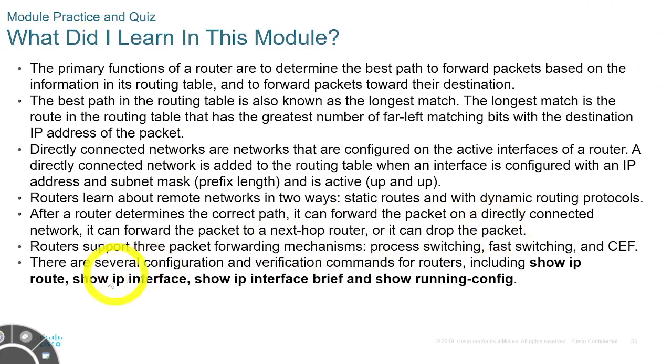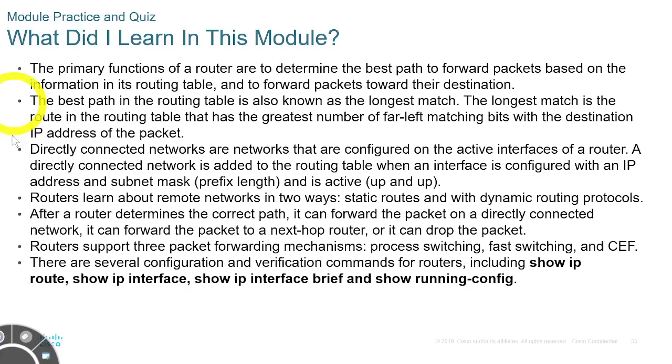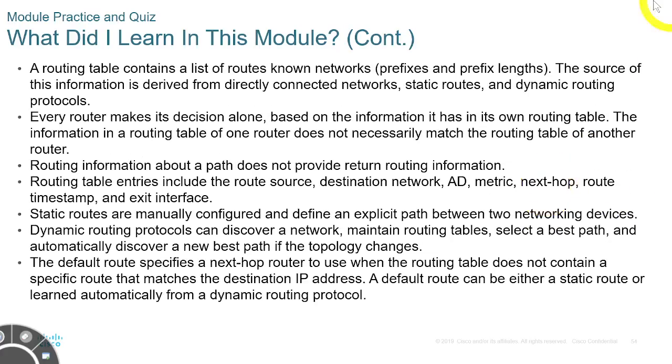Three options, no more. Routers support three packet forwarding mechanisms. This is switching. Remember, fast switching, we add it in a cache. CEF, you have two things, FIB and the adjacency table. There are several configuration and verification commands for a router. And then a routing table consists of a list of routes.